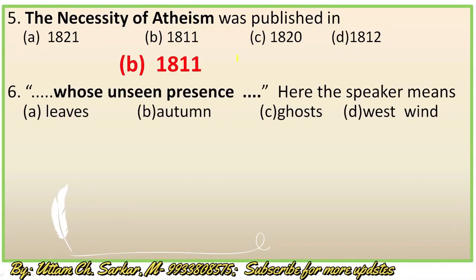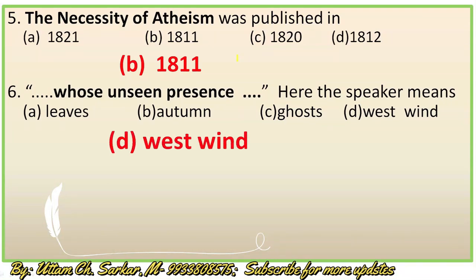Next, number 6. "Whose unseen presence." Here the speaker means: options are leaves, autumn, ghost, west wind. So unseen presence refers to the west wind. So the right option is D. The west wind can't be seen, but its presence is felt, because the west wind is omnipresent. It's present everywhere, but it can't be seen. So the right option is D, west wind.